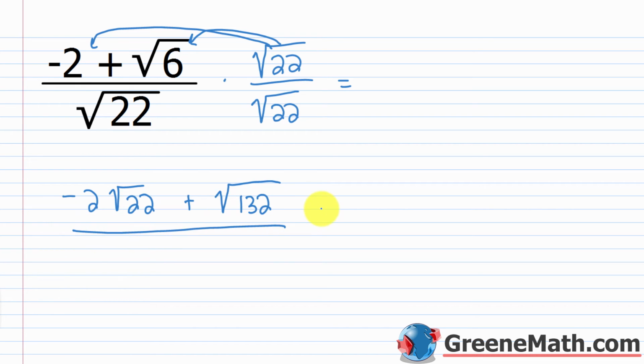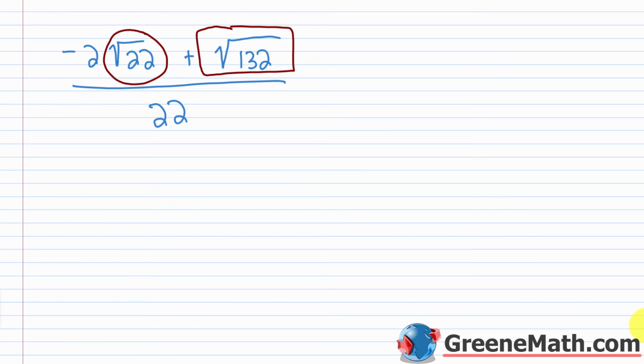And then this is over. We have the square root of 22 times the square root of 22. That's going to give me 22. Now this right here, you should know, can be simplified. I can't do anything with this one because 22 is what? It's 11 times 2. So there's no perfect square as a factor of 22. But for 132, a lot of you know 132 is 12 times 11.